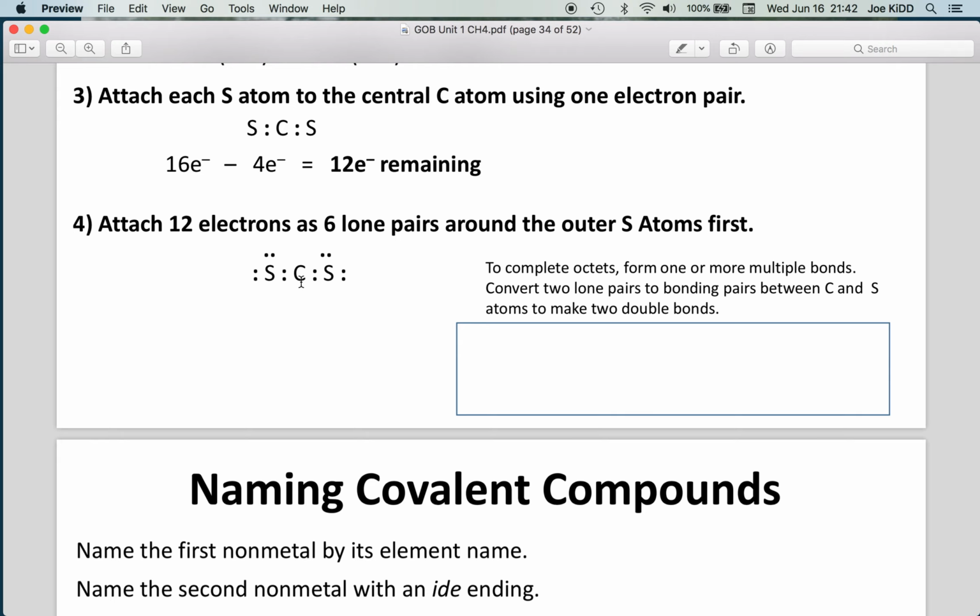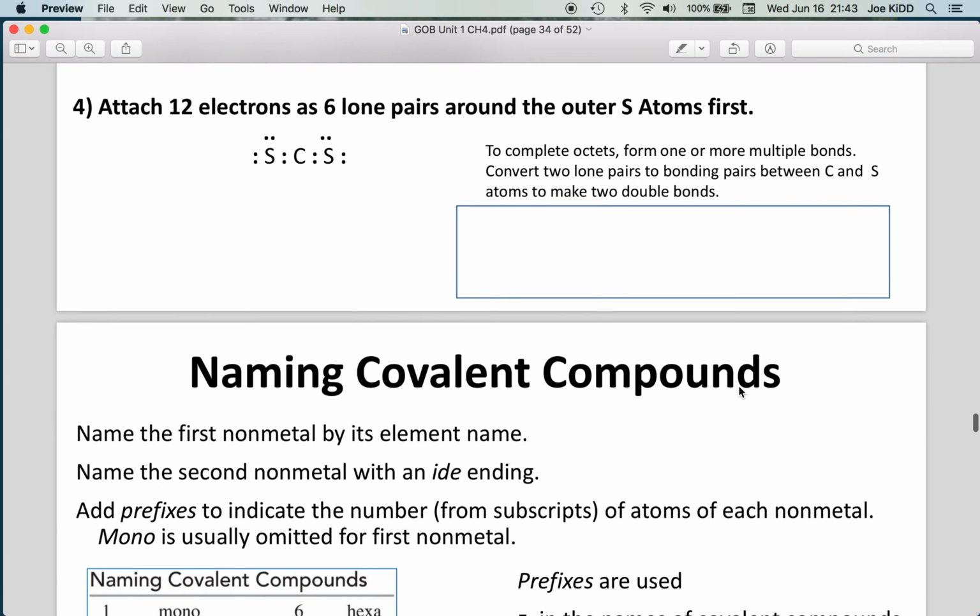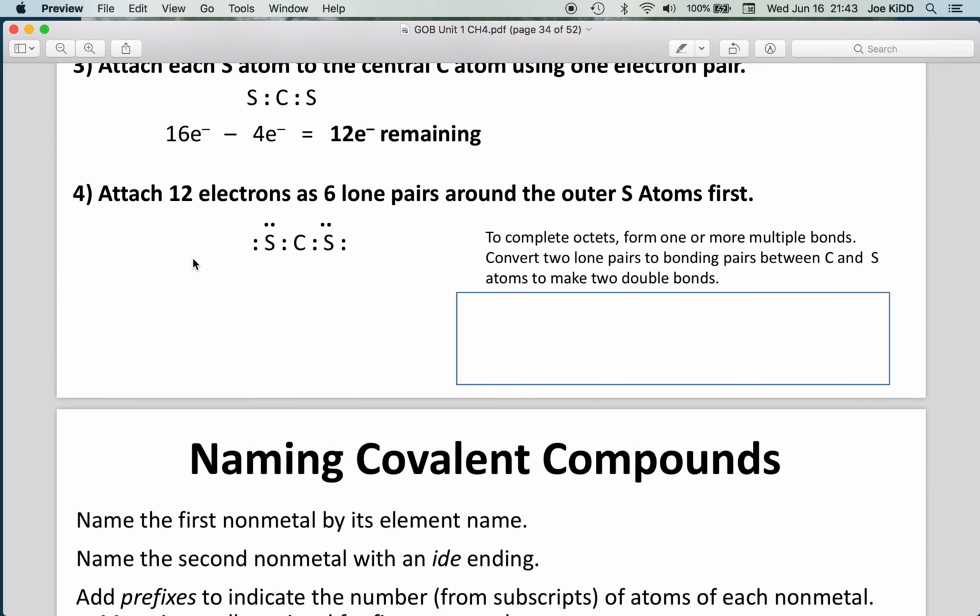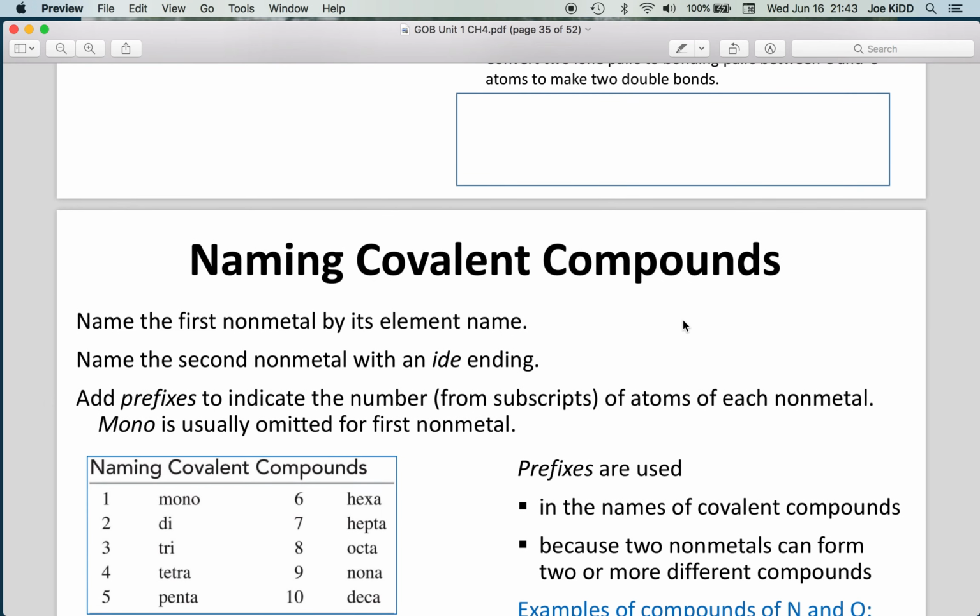So we still need a couple more places where we can complete our octet. To do that, we're going to have to use multiple bonds. So we're going to take an extra set of our lone pairs down here to complete our double bond. So it's going to be S double bonded to a carbon, double bonded to another sulfur. And again, I have a lot of very detailed resources for you on our Canvas page on writing out these covalent compounds.